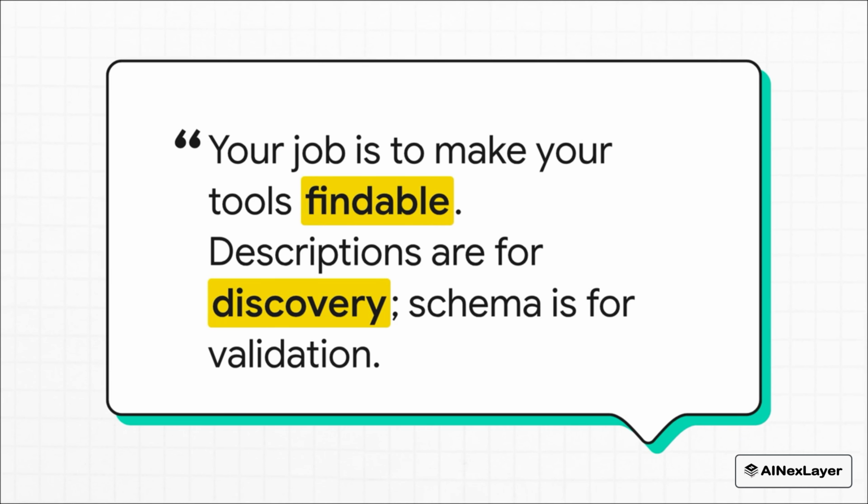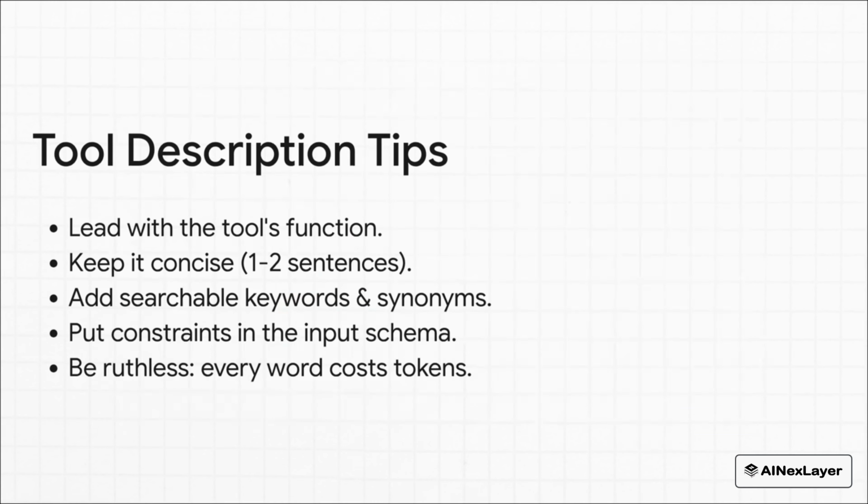Think of it this way. The tool's description is what helps the model discover it. The schema is what helps the model use it correctly once it's found. And this is where you have the most leverage. Writing good tool descriptions is absolutely crucial. Start with the function, what it does, keep it short and sweet, sprinkle in some good keywords, synonyms are your friend here, and please keep technical constraints in the schema, not the description. And remember, every single word costs tokens, so you have to be ruthless.